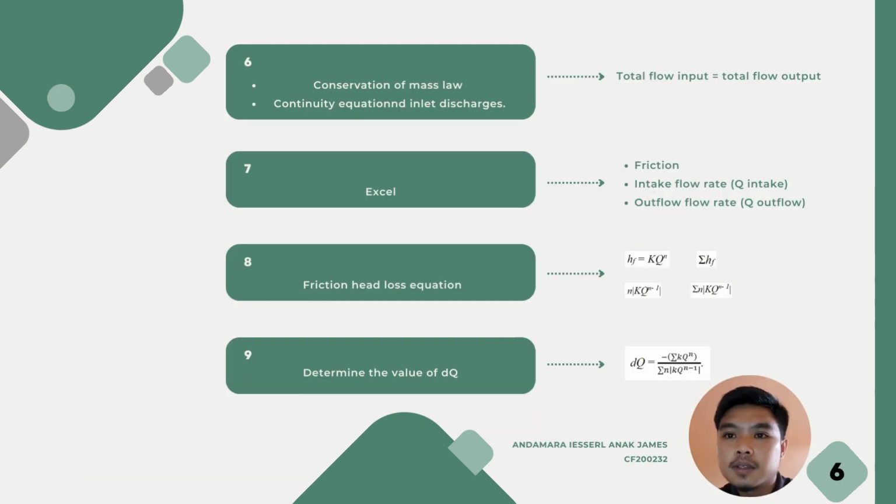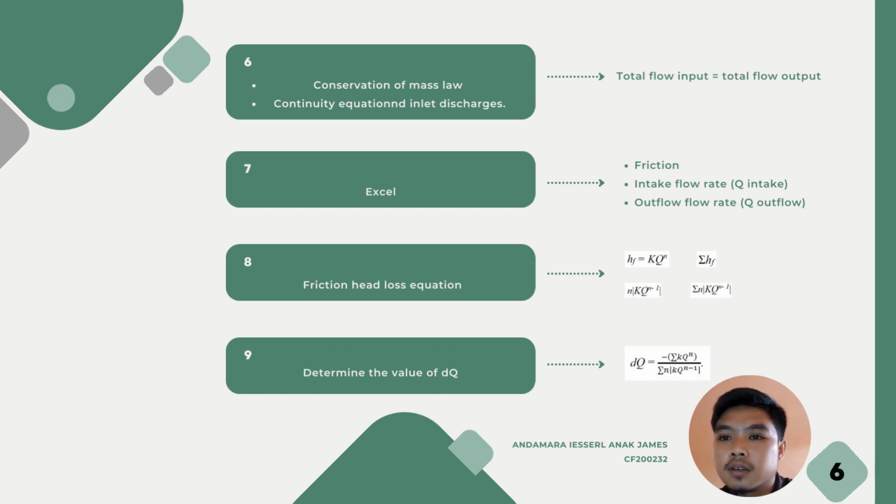The next step is applying the theory of conservation of mass law and utilizing the continuity equation. The analysis forecasted the volume flow rate of each pipe to ensure that the total flow input equals the total flow output. Then by using Excel, data for each pipe including friction, intake flow rate Q intake, and outflow rate Q outflow was entered into an Excel spreadsheet.